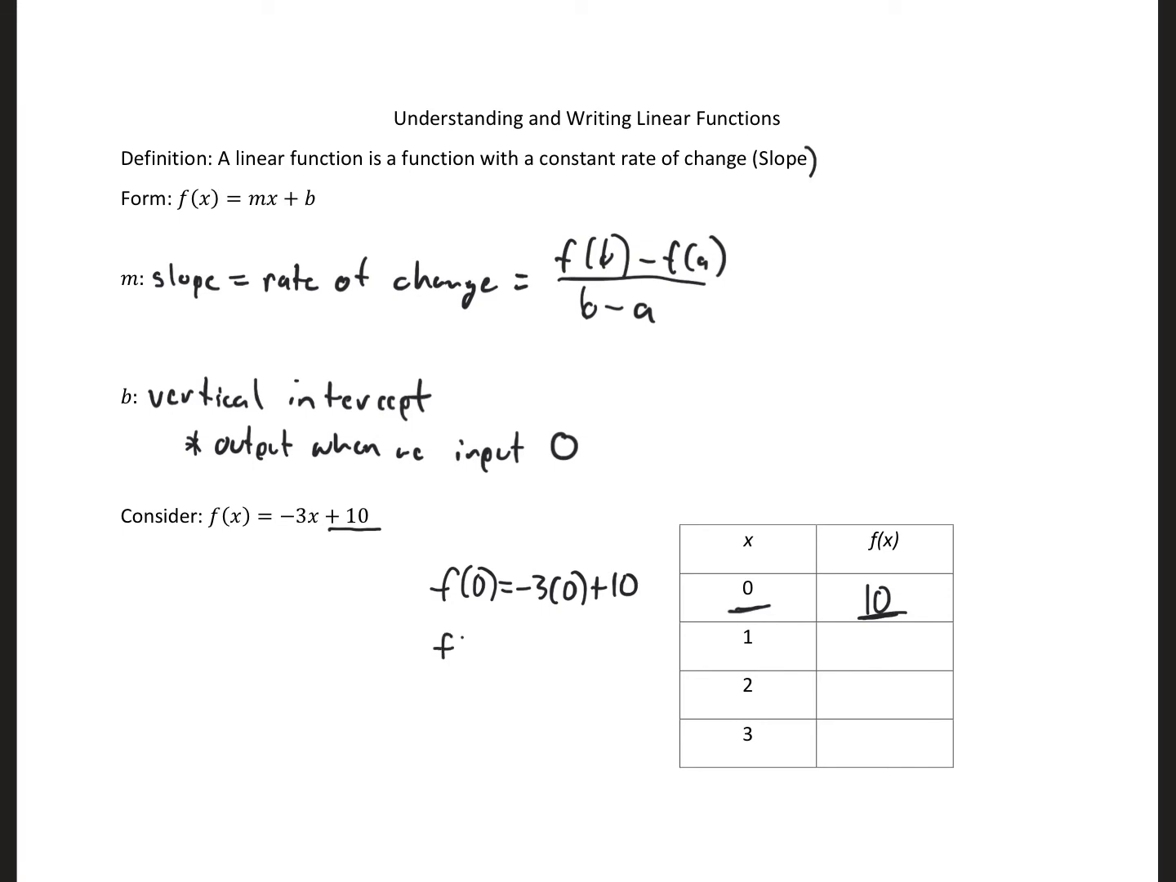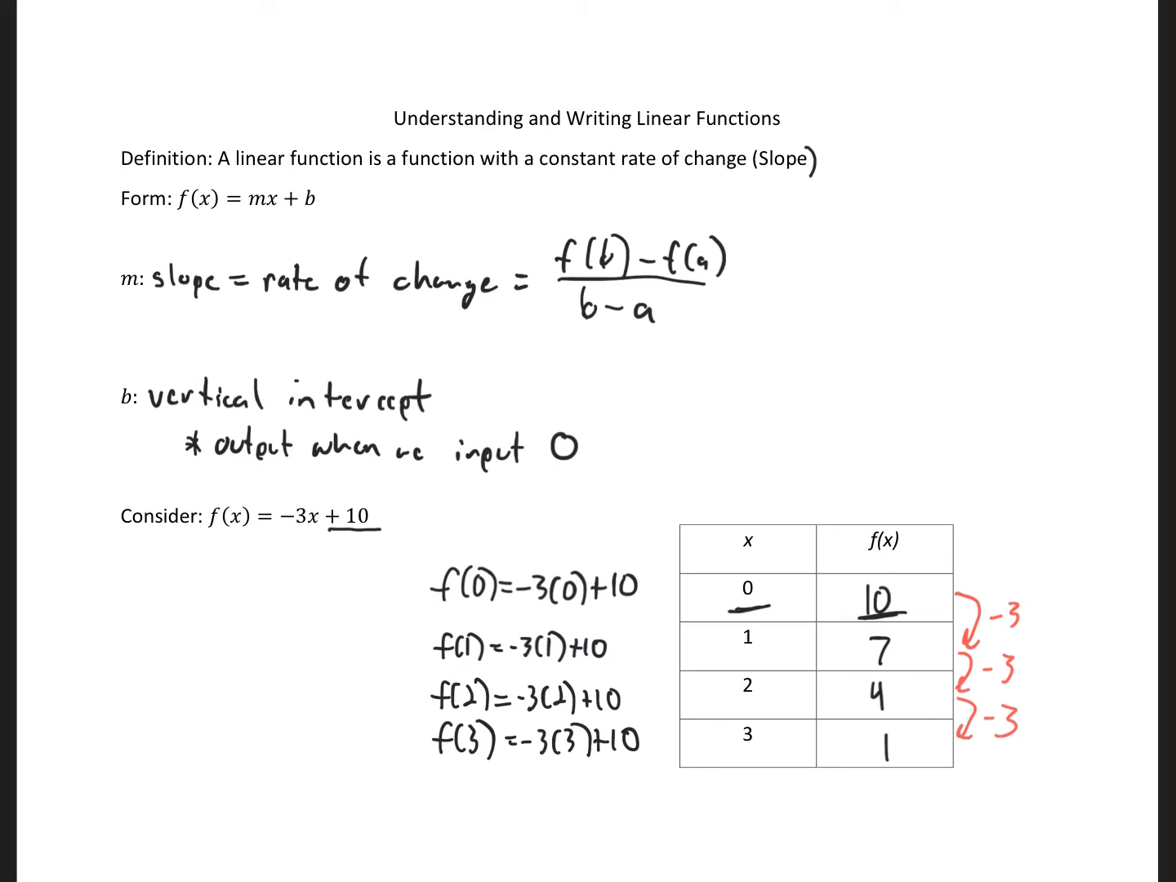If we were to plug in 1, f of 1 equals negative 3 times 1 plus 10, we'd get 7. If we plug in 2, negative 3 times 2 plus 10, we'll get an output of 4. And if we plug in 3, negative 3 times 3 plus 10, we'll get an output of 1. Notice how the outputs are changing. Each time the output is going down 3 every time we increase the input by 1. That is all a result of our slope, which is negative 3.